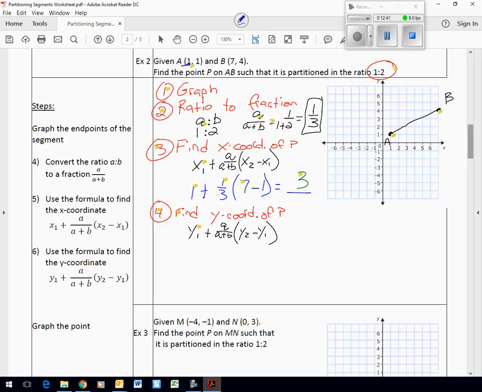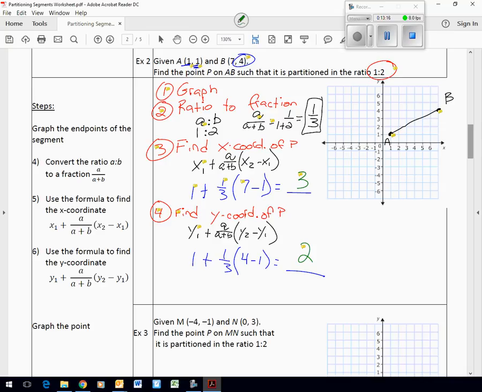What is the y value of the A point? A is 1. 1 plus, my fraction was 1/3. Y2 is 4 minus 1. Tyler, what'd you get? 2? Okay, should be 2. Yep. All right.